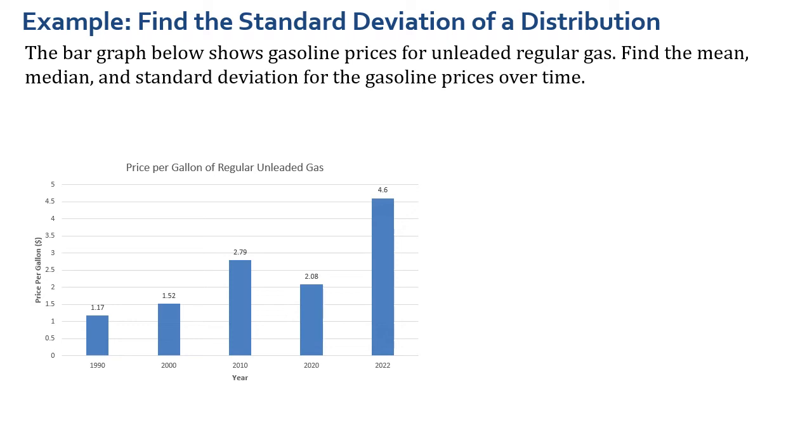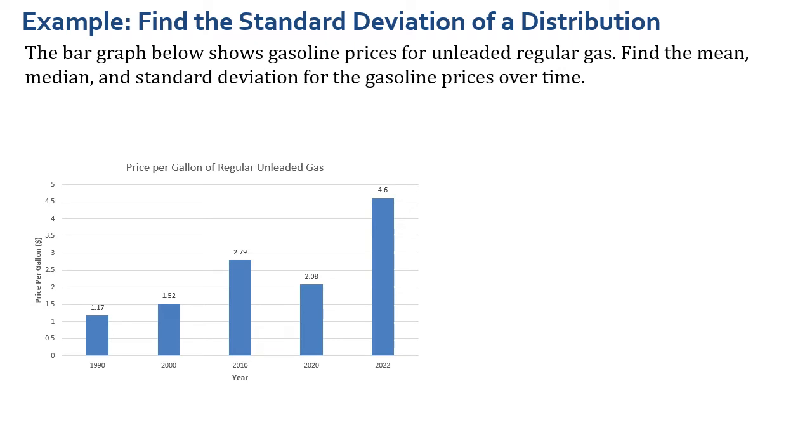So looking through here, we can see in 1990, the price per gallon was $1.17. In 2000, the price per gallon was $1.52. In 2010, the price per gallon was $2.79. In 2020, the price per gallon was $2.08. And in 2022, the price per gallon was $4.60. So we had a huge spike in 2022.